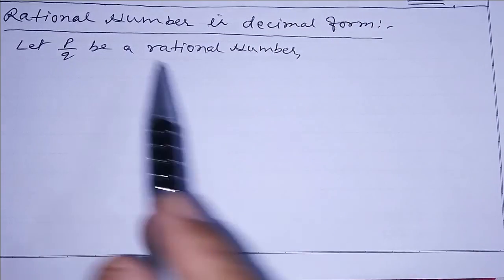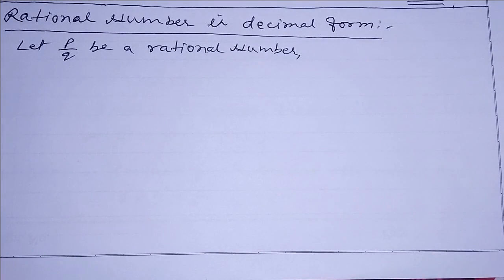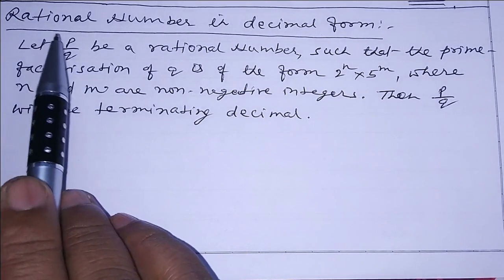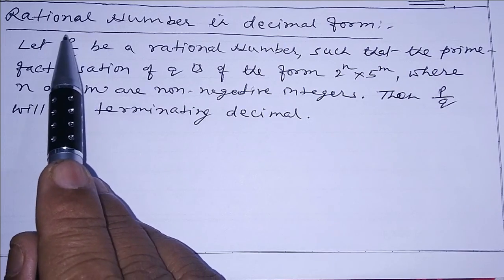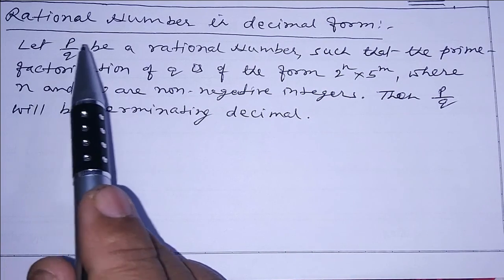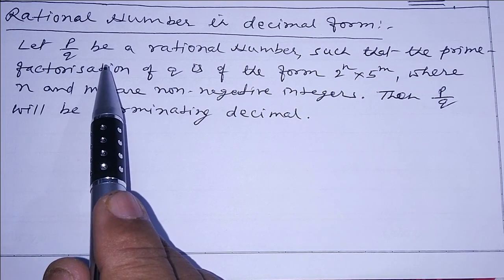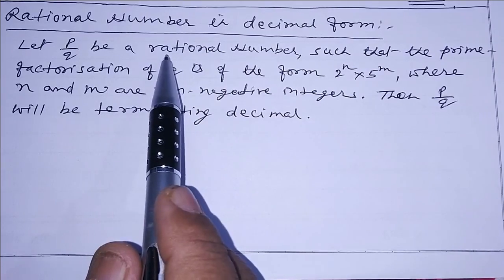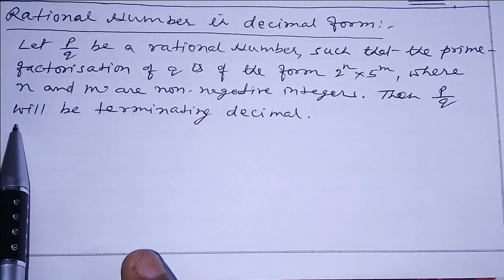To decide this, we have a rule or property. So I'm writing this property now. Pay attention. We have to decide whether this rational number p by q will be a terminating decimal or a non-terminating recurring decimal. To decide this, we are not required to always divide. We can go by some properties.